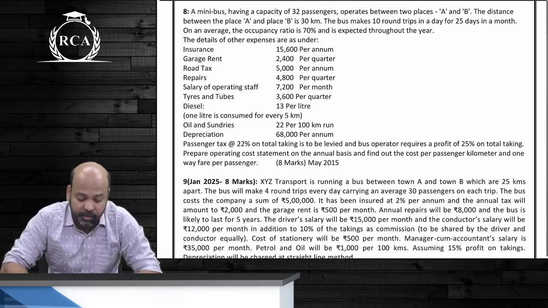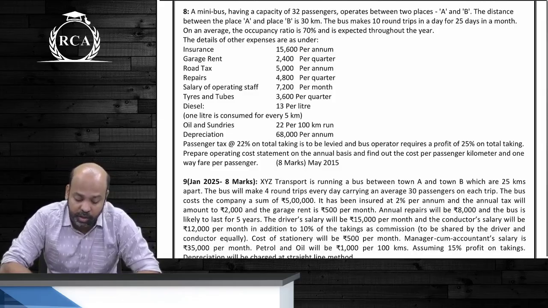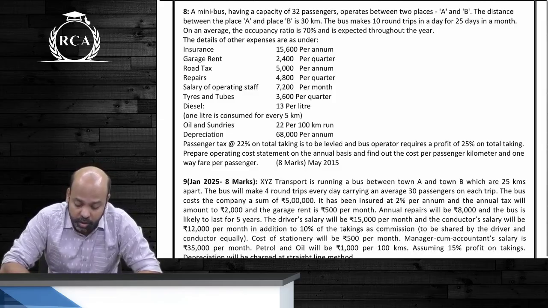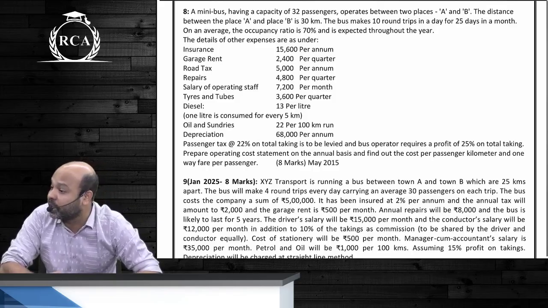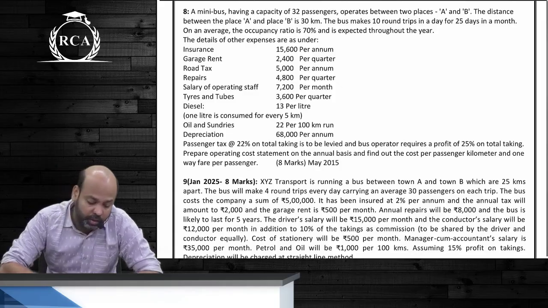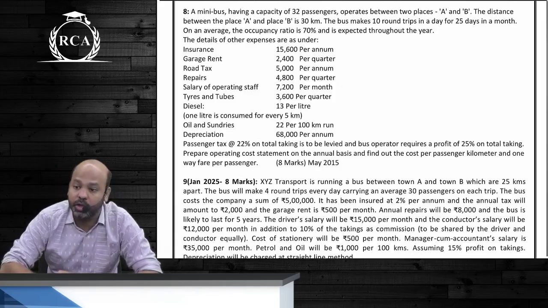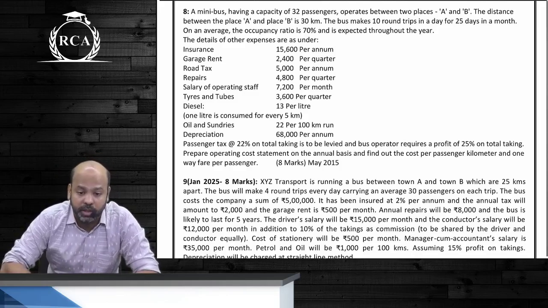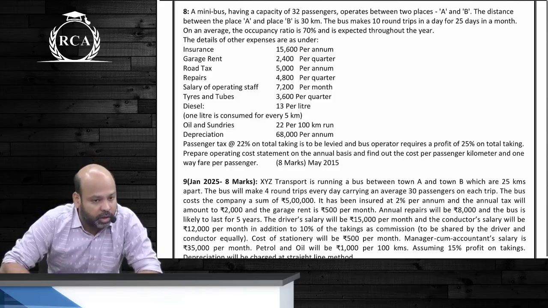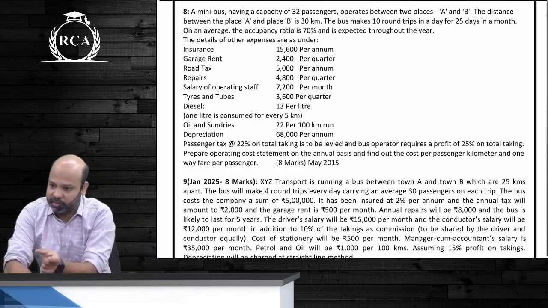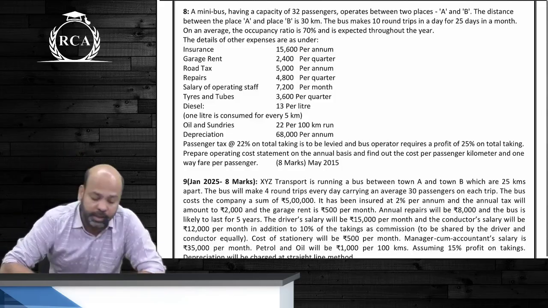Prepare operating cost statement on annual basis. The question is very clear that you will have to do it only for the entire year, and find out cost per passenger kilometer and one-way fare per passenger. This one-way fare per passenger will be total taking. How much amount are you supposed to collect from the passenger? We will do that, but did you understand what total taking means? So total taking is what? The amount that we are collecting from the customer. This includes indirect taxes that we need to deposit with the government. So basically revenue plus indirect taxes should become your total taking. Write a note, beta, regarding that.